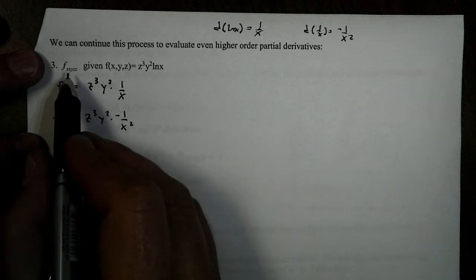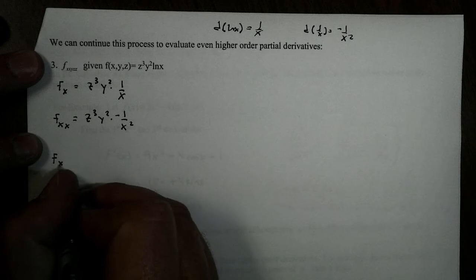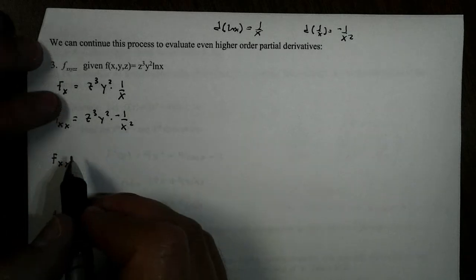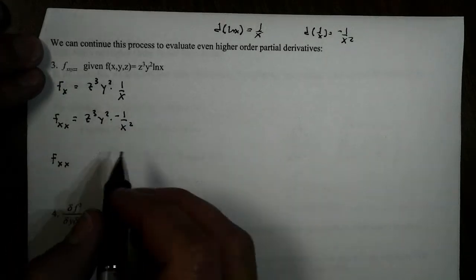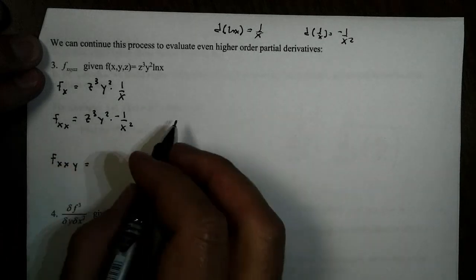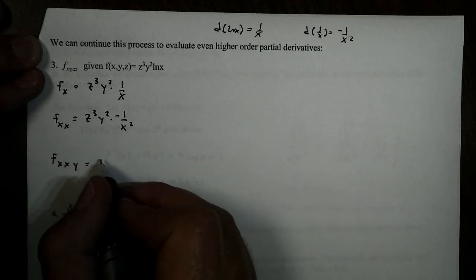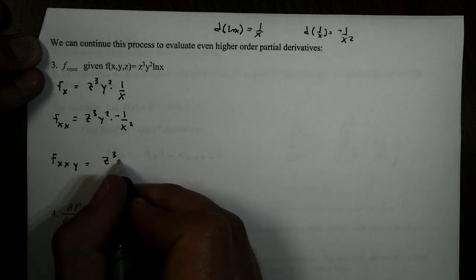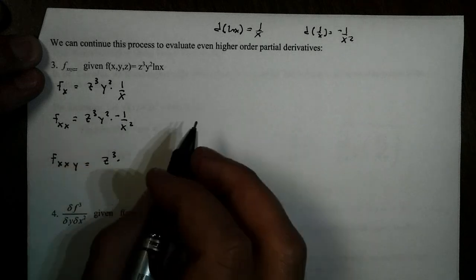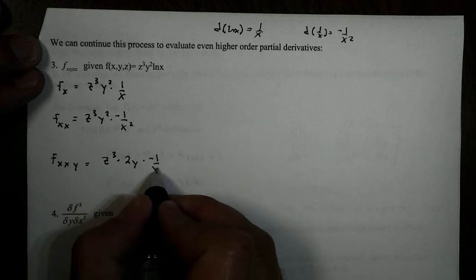So we're done taking the partials with respect to x. Now, let's take our third derivative. But this time our third derivative, you notice, is with respect to y. So everything else is a constant. The z cubed is a constant. The negative 1 over x squared is a constant. So my derivative then would be z cubed times the derivative with respect to y this time, which would be 2y, times negative 1 over x squared.